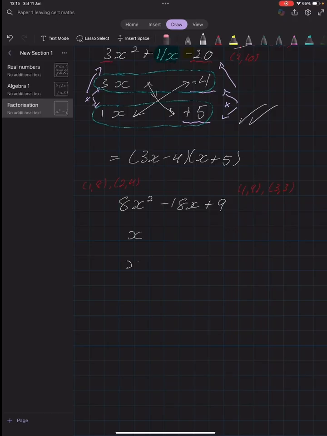So again, I'm going to put my x and x here, and put my lines here. Now, this one is slightly different. Here we have a plus. So first of all, we looked at the minus case. Now we're looking at the plus case.